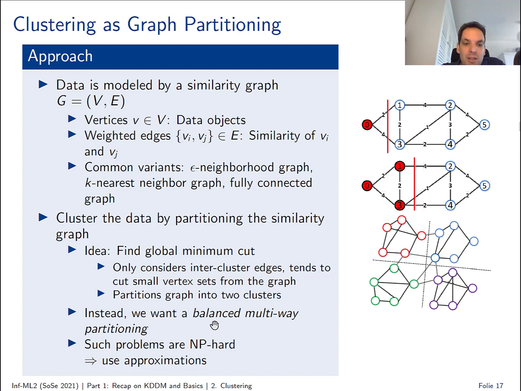However, such multi-way cuts, multi-way partitioning problems are typically NP hard. So in that case, we have to come up with some heuristics, some approximate solutions, because the exact solutions are computable, but they are not computable in reasonable time typically. So what's coming up actually is heuristics about how to solve that idea of computing a balanced multi-way partitioning of these similarity graphs.